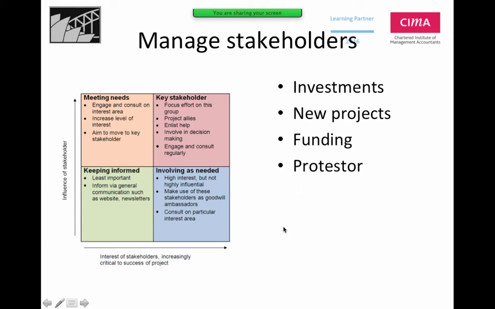Now we need to look at our Mendelow's matrix here. Whether it's if there are protesters, or if you're looking at unions, funding, new projects, investments, all of them, we need to look at who are my key stakeholders, right? Who are the key stakeholders? Because they are the ones who can really create a lot of problems.